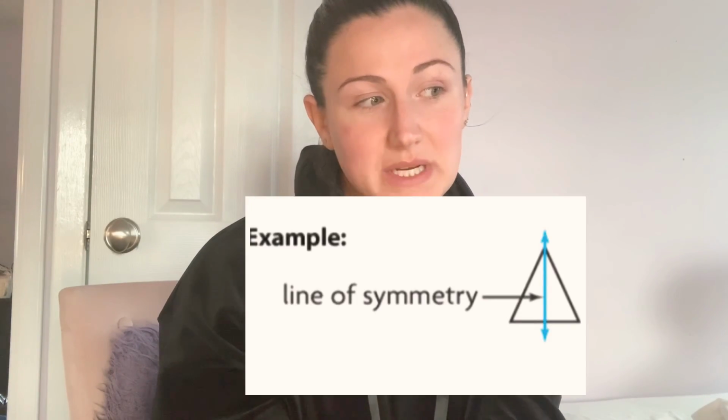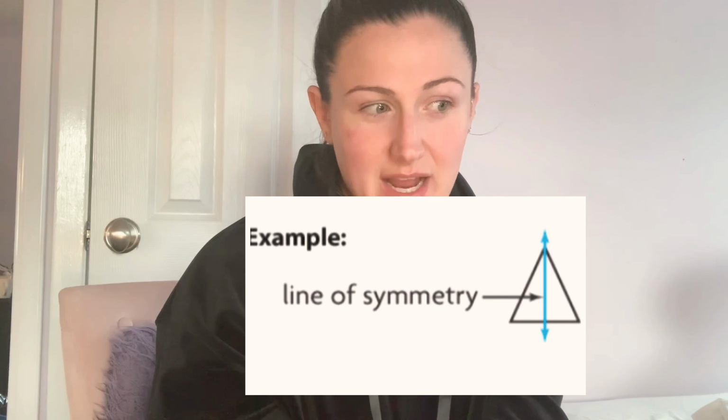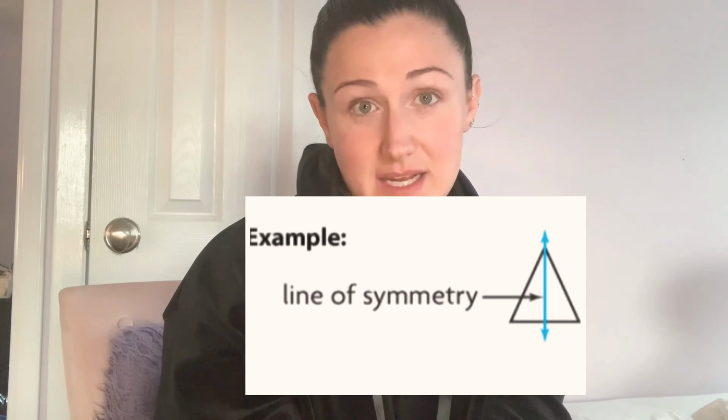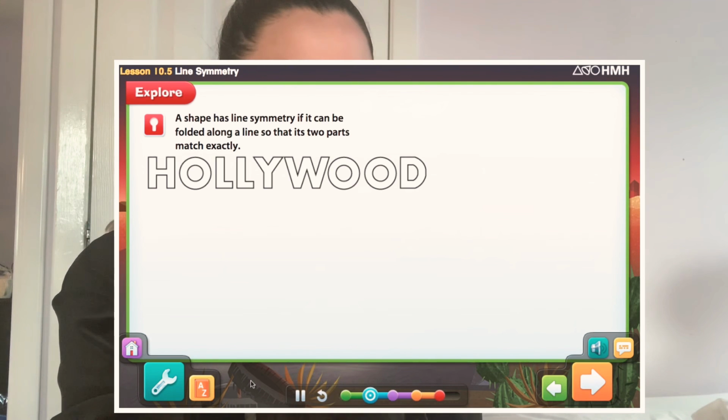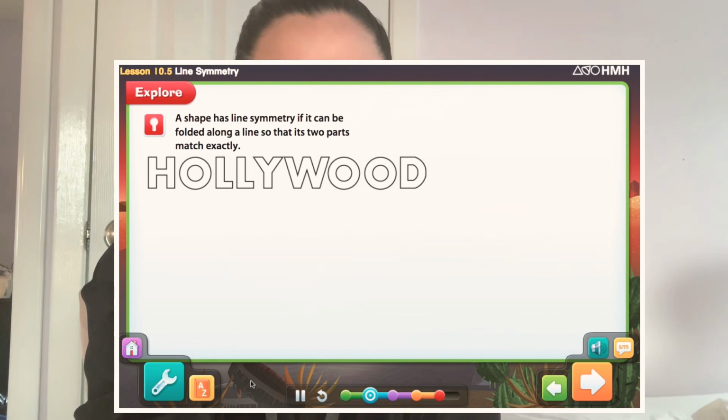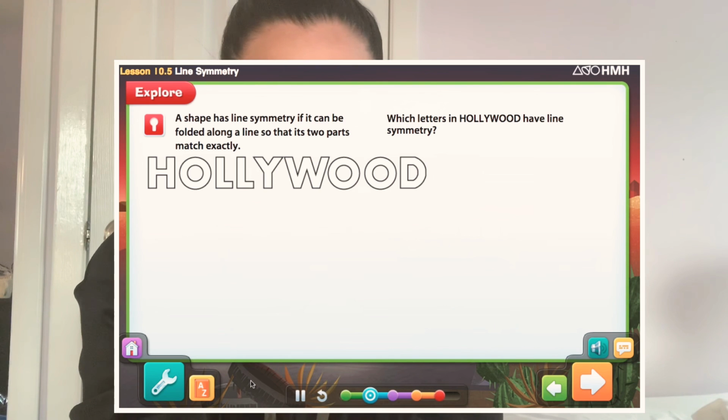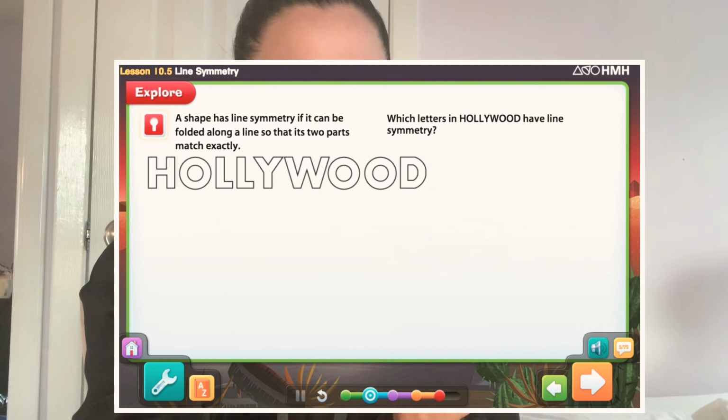Just to remind you guys, a shape has line symmetry if it can be folded along a line of symmetry, like that imaginary line, so that the two parts match exactly. So we're going to take a look at some figures here and determine whether they have lines of symmetry or not. You see here the word Hollywood. It's a big sign that you can actually go find out in California. Maybe you've seen it in movies or TV shows, but we're going to take a look at all of these different letters. We're going to try to determine which letters in Hollywood have line symmetry.